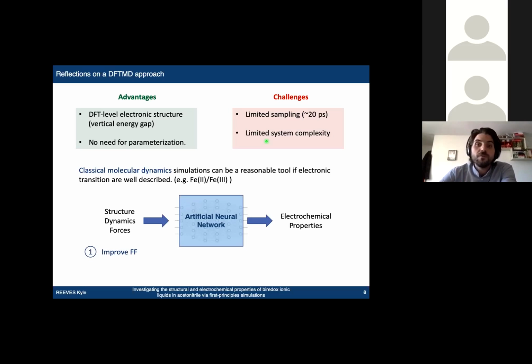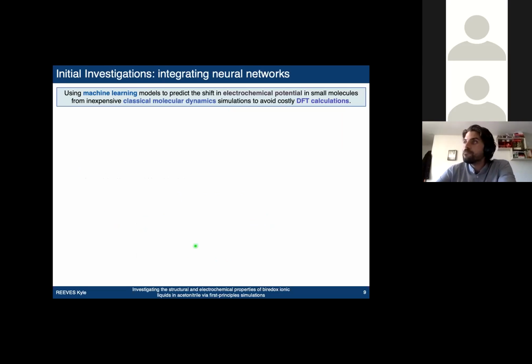That'll require us to, first of all, improve the force fields, those analytical expressions which describe the interactions, in order to recover structure, dynamics, and forces which are consistent with the DFT level simulations, but more broadly speaking, with what we might be able to experimentally observe as structure and dynamics. And the second part is optimizing and exploring the architecture of the neural network itself.